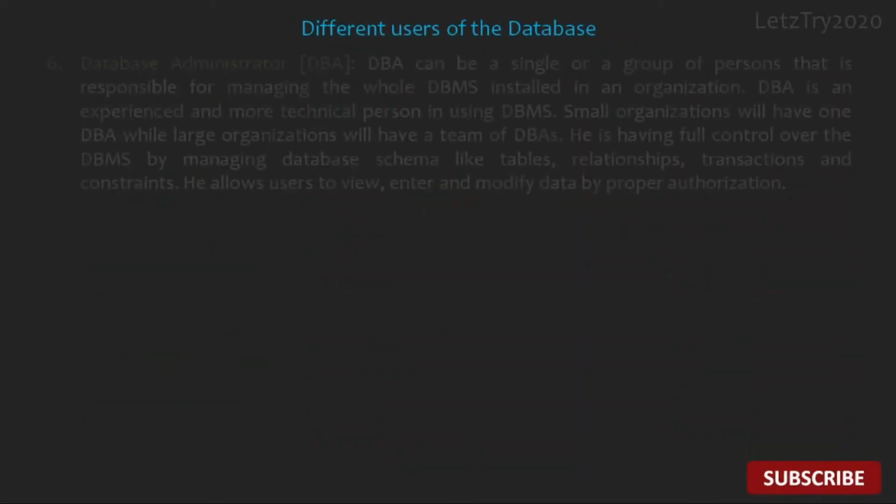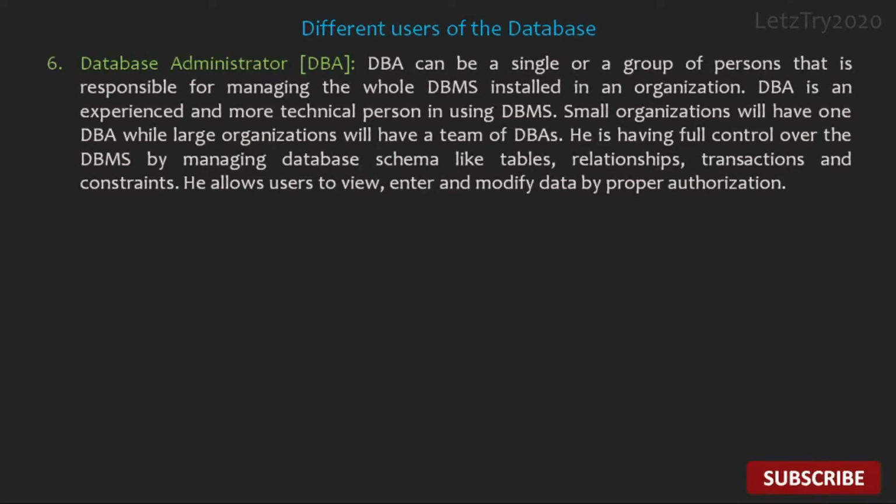Among all these different users, the sixth type of user is important, that is database administrator or simply DBA. DBA can be a single person or a group of persons that is responsible for managing the whole DBMS installed in an organization. DBA is an experienced or more technical person in using DBMS. Small organizations will have one DBA while large organizations will have a team of DBAs. He is having full control over the DBMS by managing database schemas like tables, relationships, transactions, and constraints. He allows users to view, enter, and modify data by proper authorization.